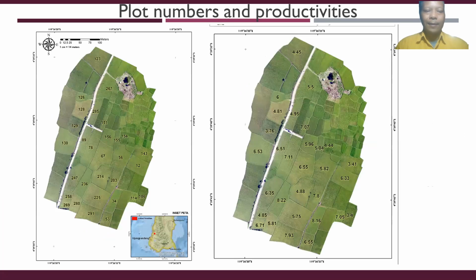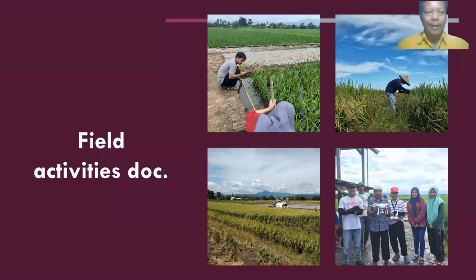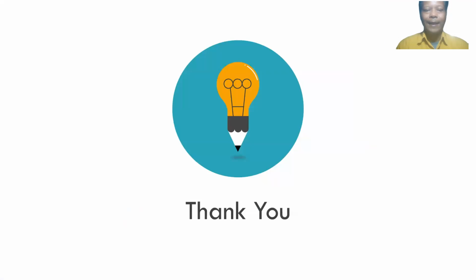So this is the result of our research. On the left, we can see the numbering of the plots. So for each plot of the rice field in our research, we put the numbers, and the productivity of each rice plot is drawn on the right side. So this is our documentation, and that's our result.